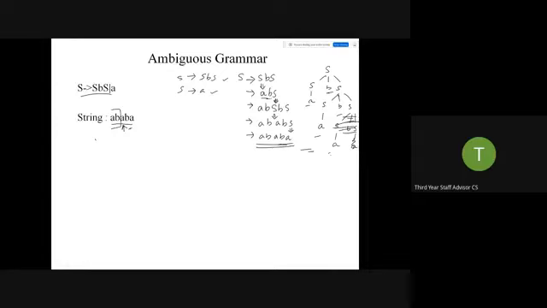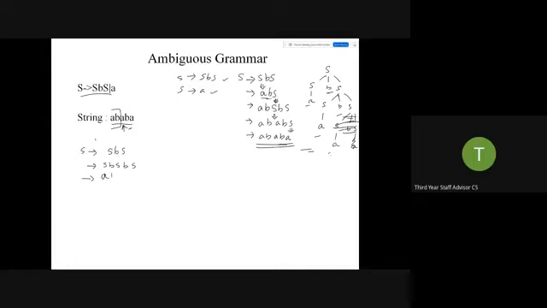So what will be the leftmost derivation? Next, we can take another derivation, that is S implies SBS. Then next step again, what will be the next step? We can replace the leftmost S with SBS, then B and S. Next we want to get a b a, so we can replace this S with a.